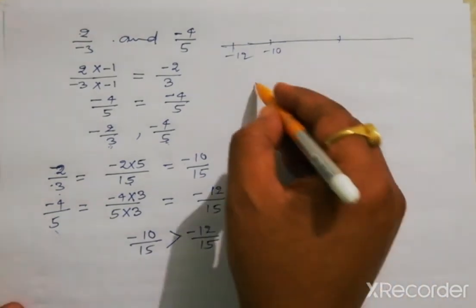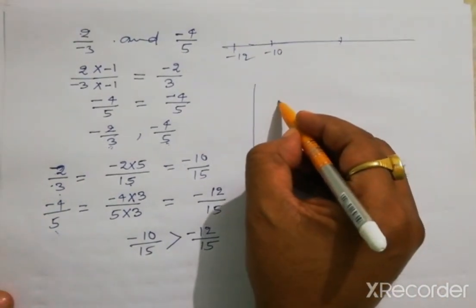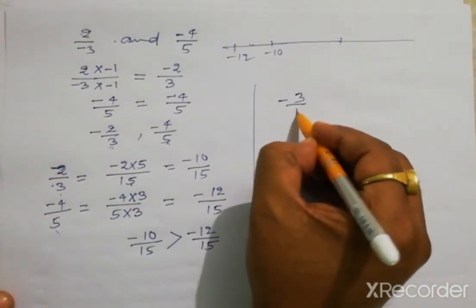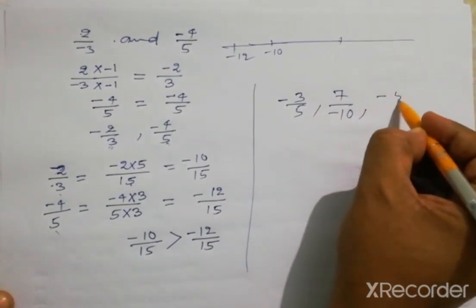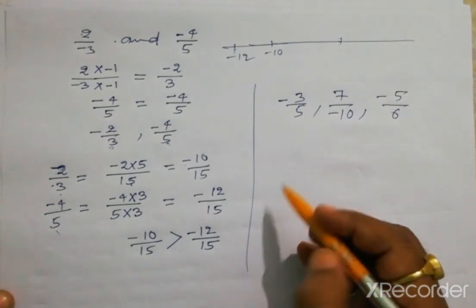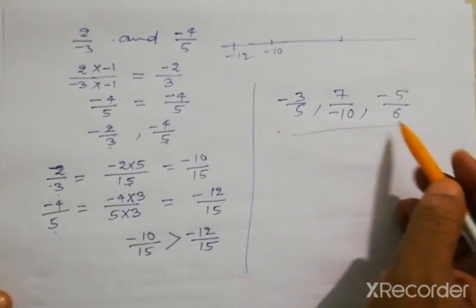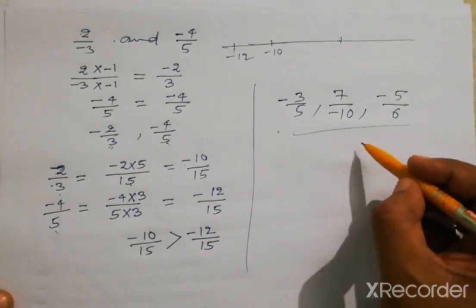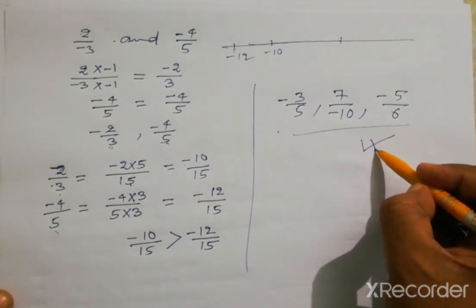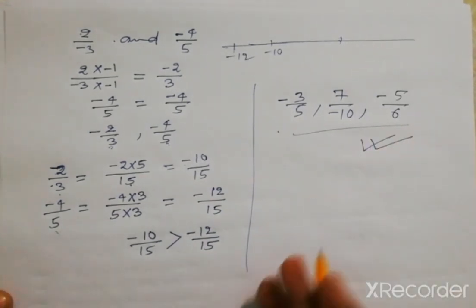Similarly, suppose minus 3 by 5, 7 by minus 10 and minus 5 by 6 are given, and you have to write them in ascending order. We can write this in ascending order in the same way.